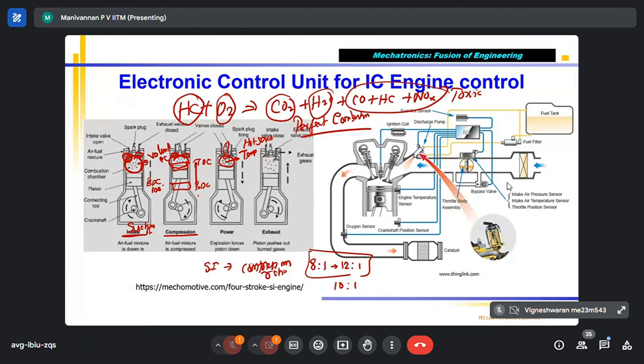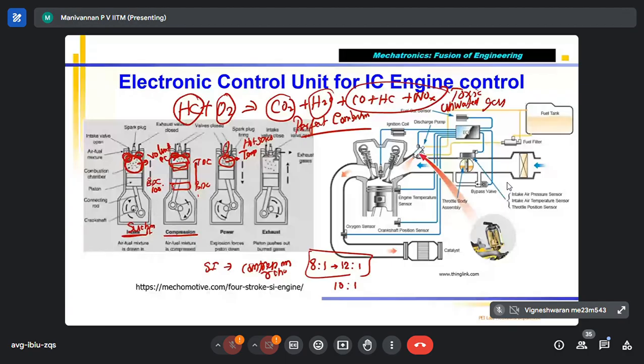Because the sucked air will not be pure, it may have some moisture, and the fuel will not be pure petrol, there can be adulteration, and there are many parameters which decide the combustion process. Due to that, CO and HC, which are called unwanted gases, are produced along with CO2 and H2O.